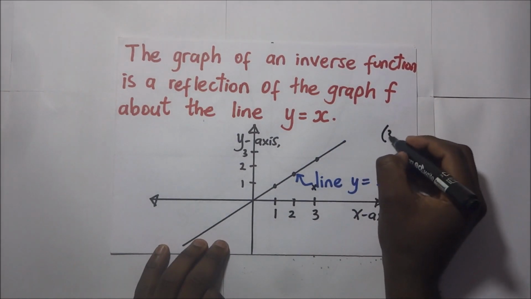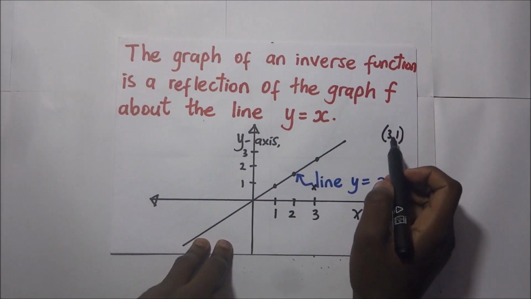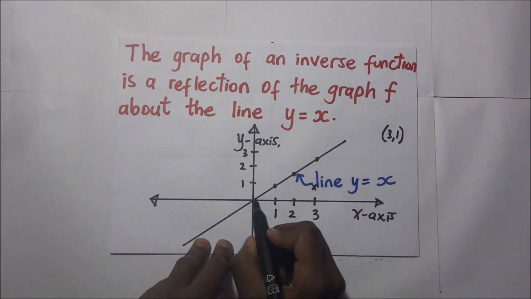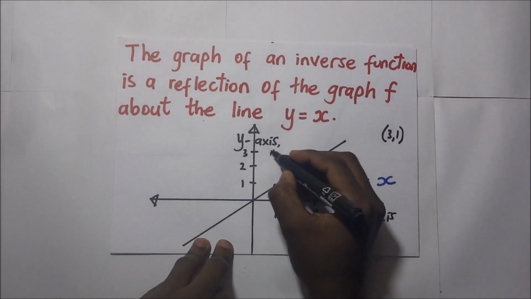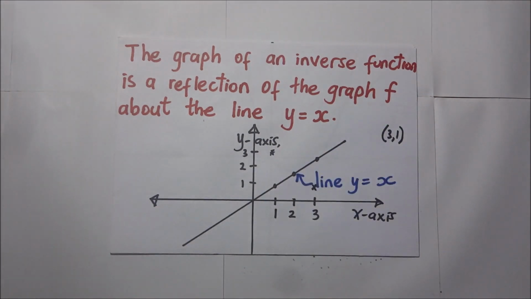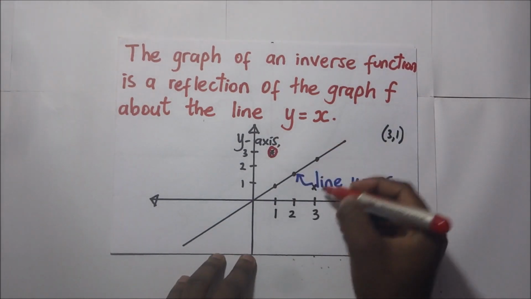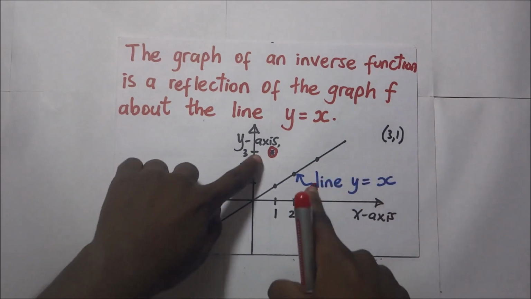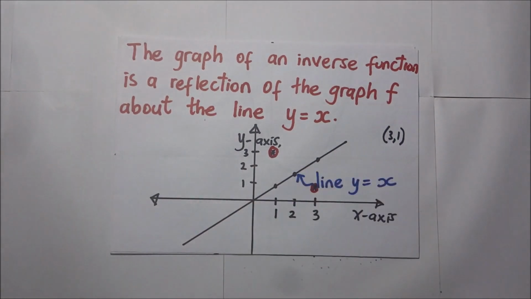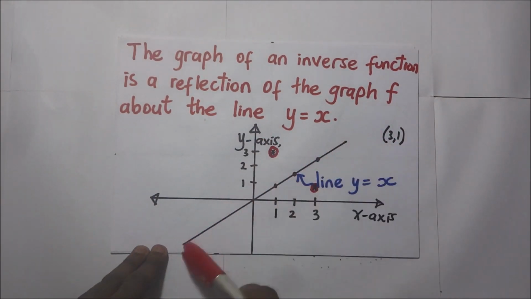A point 3, 1. The inverse of this function is going to be the reverse of this, which will be 1, 3. So we are having this point right there and another right here. If I may use another red point there and there, you realize that these points are on either side of this straight line. So this brings us to the conclusion that the graph of an inverse function is a reflection of the graph about the line y is equal to x.